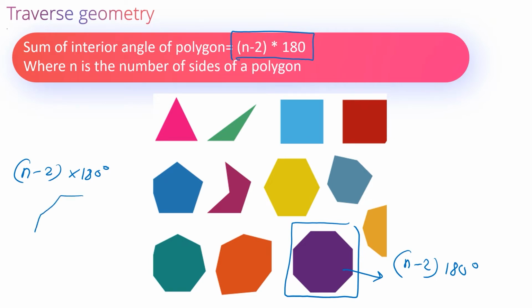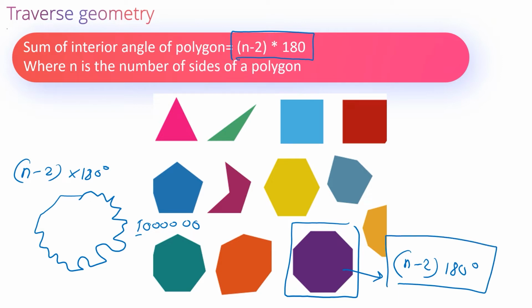So if I give you this kind of traverse having maybe a million sides, well, that kind of traverse is not possible, but let's say I give you a traverse with a million sides, then still you can calculate the sum of the interior angles of this traverse by applying this equation. Okay, so make sure you understand how to use this equation.